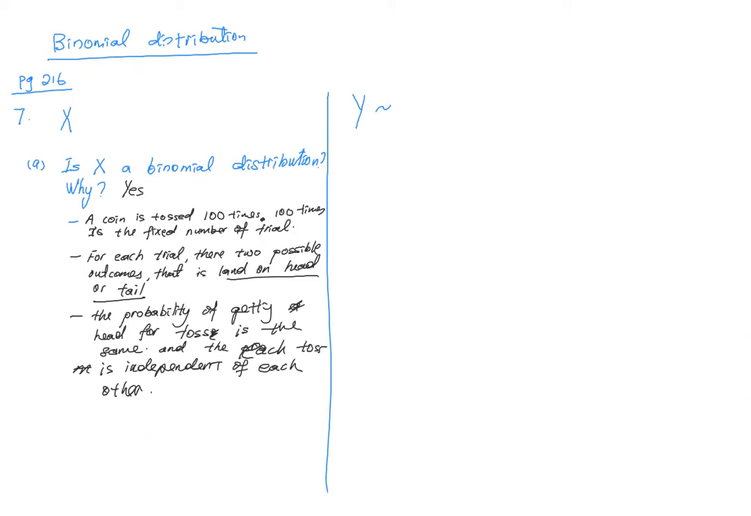So X is a binomial distribution. Whenever you read the question, you know what the number of trials is. What is the number of trials for X? 100. What is the probability of getting a head? That is the probability of success. That is half, 0.5. So Y is also a binomial.